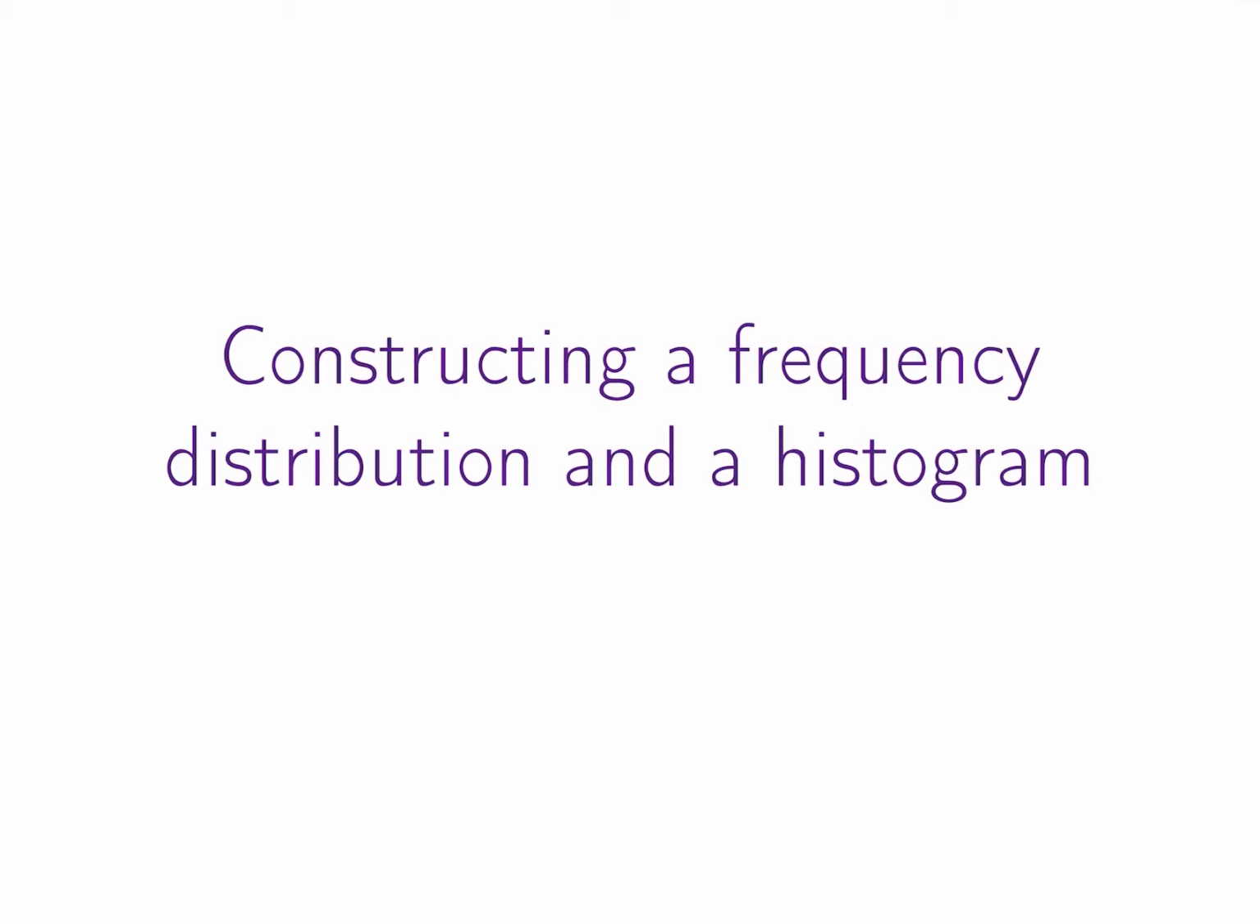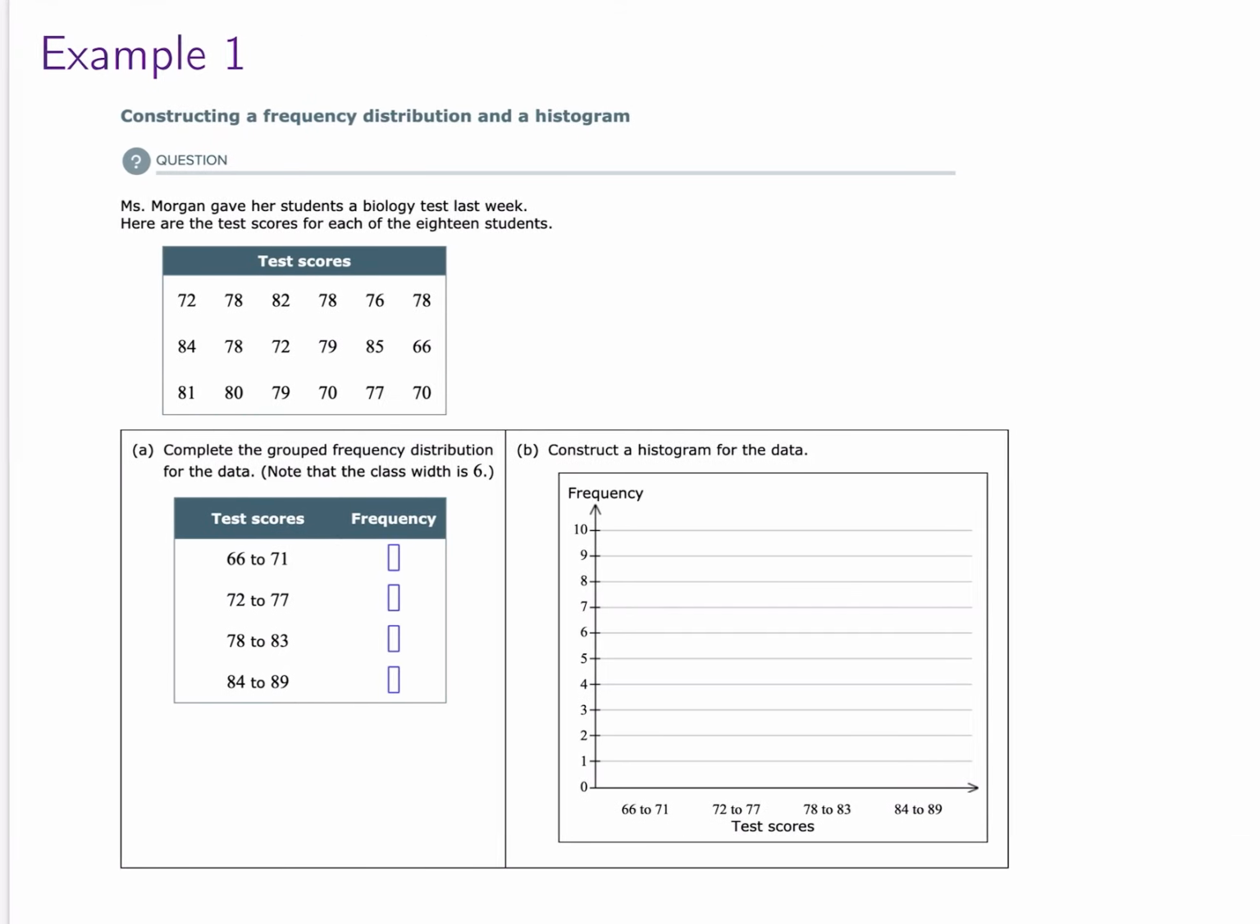This video is about the topic constructing a frequency distribution and a histogram. Both a frequency distribution and a histogram are ways that show us our data and tell us how many times something occurred. A frequency distribution is going to be a table, and a histogram is going to be a picture version, more of a chart. But they are going to give us similar information. Let's look at an example.